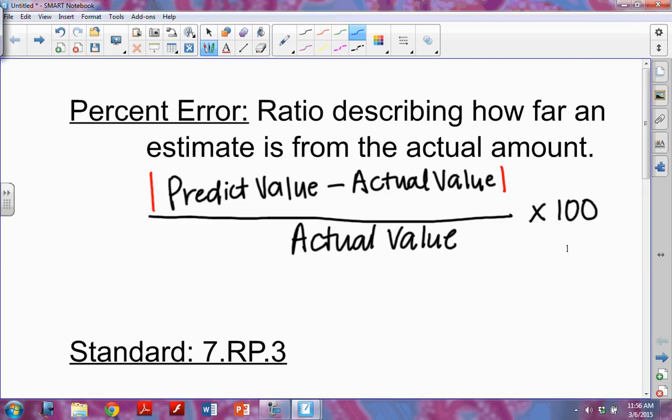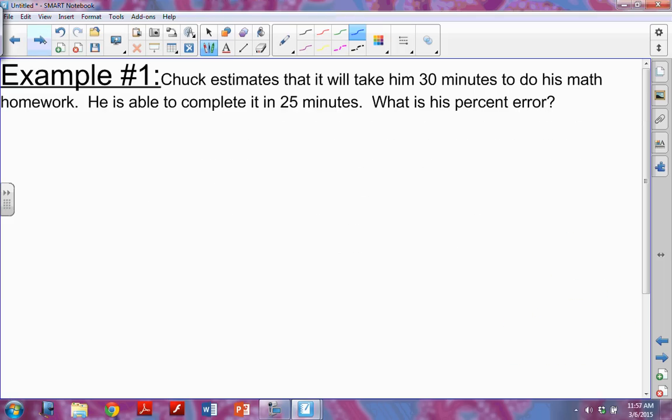So it's multiplied by 100 because percents are always out of 100. So it's very, very easy once you do the examples. So let's do one.